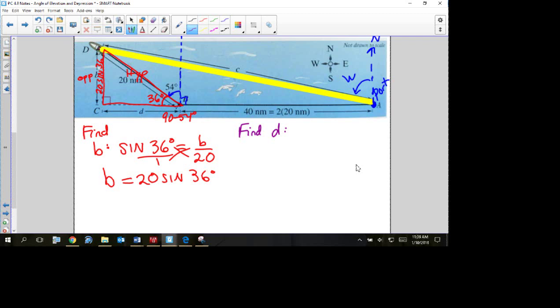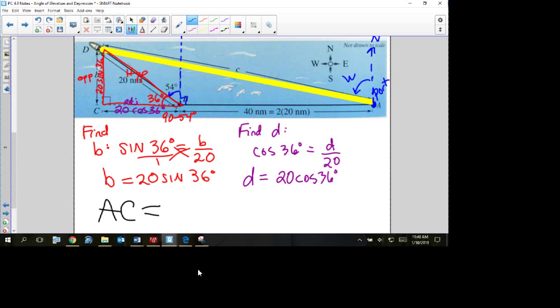So to find D, we know that D is the adjacent to 36, and we are also going to use our hypotenuse. So adjacent over hypotenuse is cosine. Cross multiply, D is going to be 20 cosine 36. So once I have this piece, I can now tell you the length of AC. A to C.